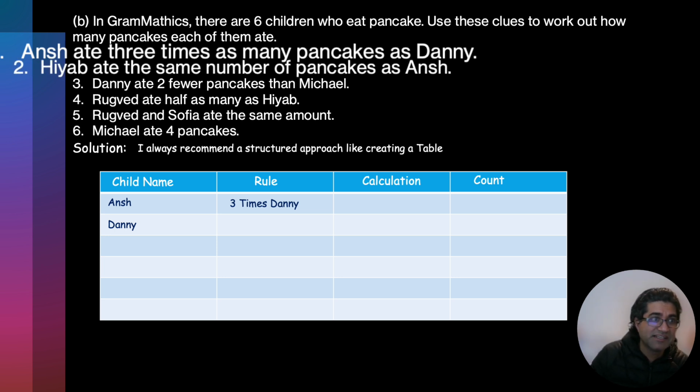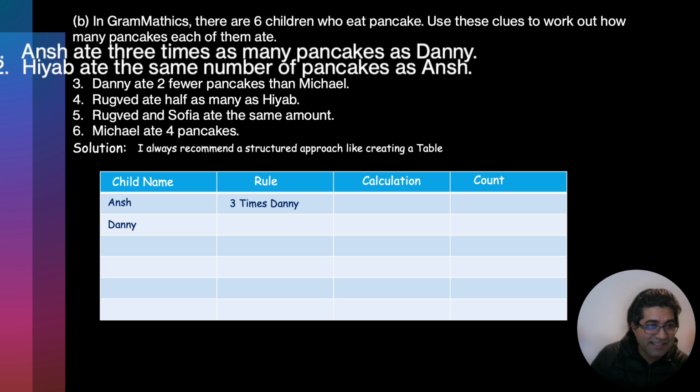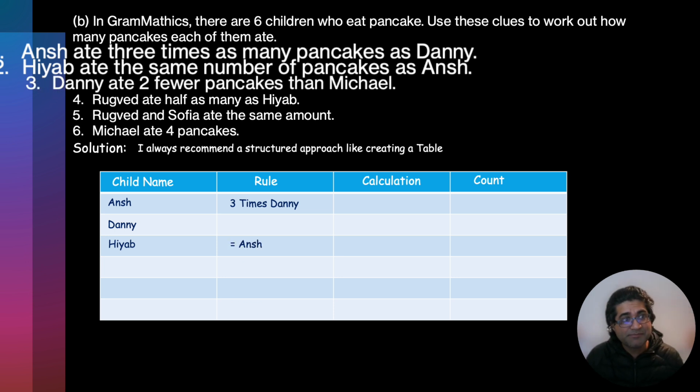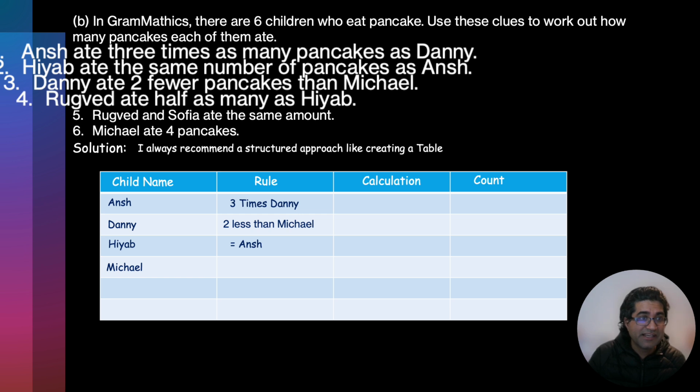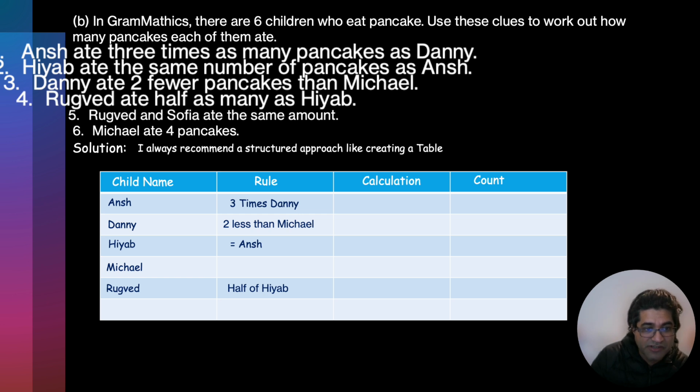The next statement says Hayab ate the same number of pancakes as Ansh. So I will insert Hayab's row, and then I will put a rule against that saying equal to Ansh. The next statement is saying Danny ate two fewer pancakes than Michael. So now I have a rule against Danny, so I add it there as two less than Michael, and I also add a row for Michael. The next statement says Rugved ate half as many as Hayab, which means I will add a row for Rugved, and I will put the rule as half of Hayab.